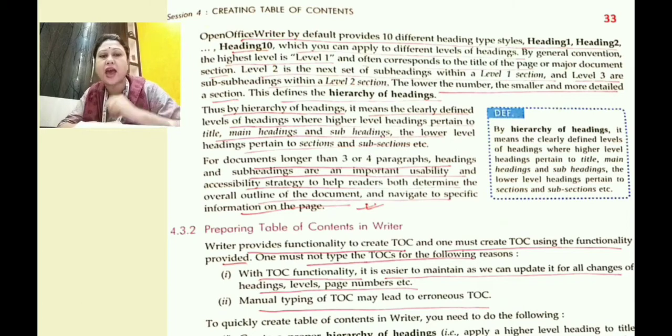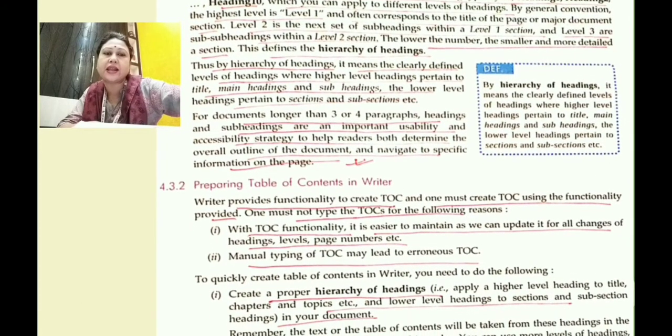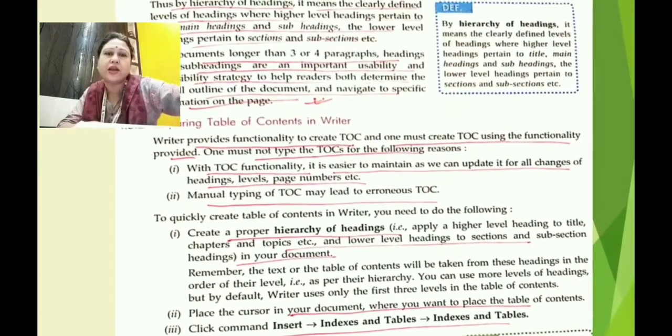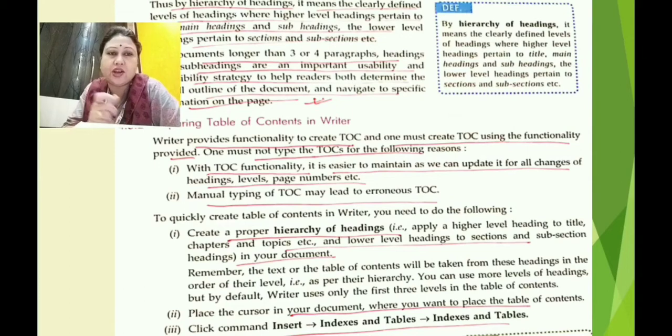Next, our topic is how to prepare a table of contents in Writer. So how we can create a table of contents in Writer. As you can see here on the screen, Writer provides a functionality to create the TOC, that is the table of contents, and please remember that one must create a TOC using the functionality which is provided in Writer. One must not type the TOC manually, for the following reasons.